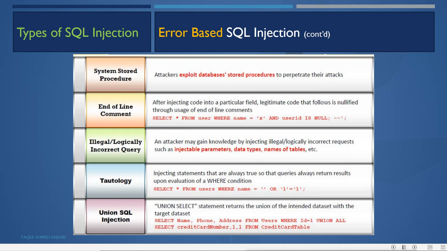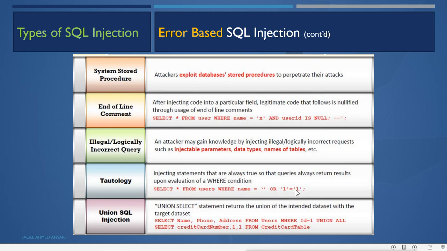Illegal or logically incorrect queries: an attacker may gain knowledge by injecting illegal, logically incorrect requests, such as injectable parameters, data types, names of tables, etc. Tautology means injecting statements that are always true so that queries always return a result upon evaluation of a where condition. Like we have seen, 1 is equal to 1 will always be true. The attacker will not pass the name here; it will say only quote, or 1 is equal to 1. So 1 is equal to 1 will always be true.